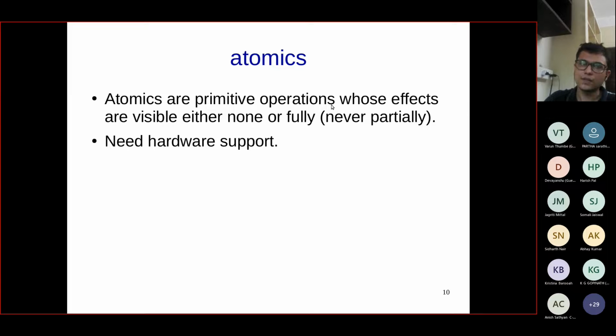In that way, atomics are also primitive operations whose effects are visible either fully or none. Consider it like a black box. You can only see its state before the execution and after the execution. If you have a variable and you want to add something to that variable atomically, then you will see its value either before addition or after addition, but you won't see its value during the addition. That is atomicity. You won't see the intermediate state, but you will see the initial or final state. That is what atomic is.